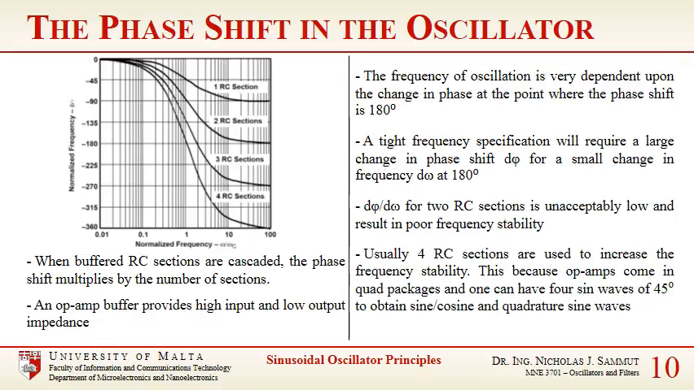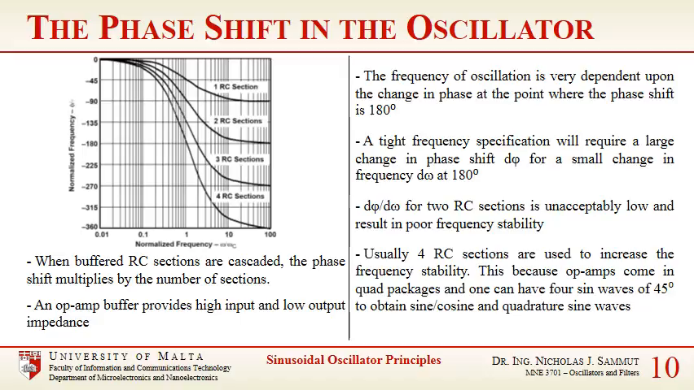stability. Now, if we look closer at the phase shift of an oscillator, a single RC section is not enough to get the 180 degree phase shift that is required. So we need at least two to get the frequency of oscillation, which depends upon the change in phase at the point where the phase shift is 180 degrees. You therefore need a tight specification where you have a large phase shift phi for a small change in frequency omega at 180 degrees, and this gives your oscillator much more precision and stability.